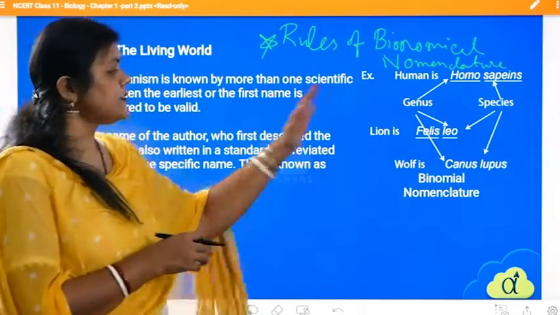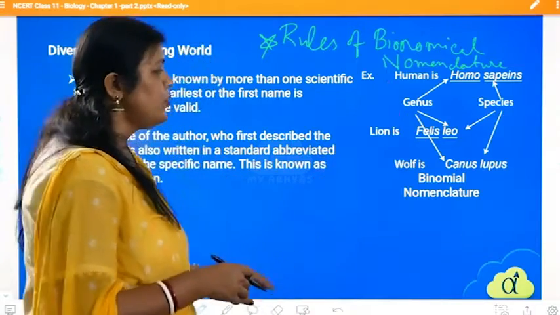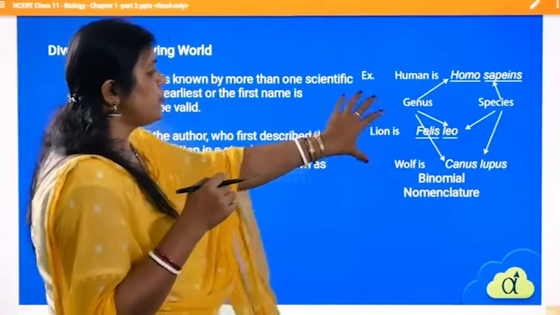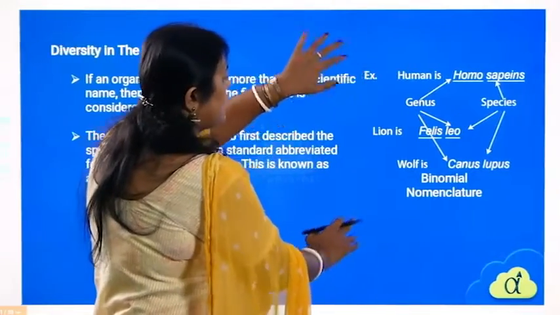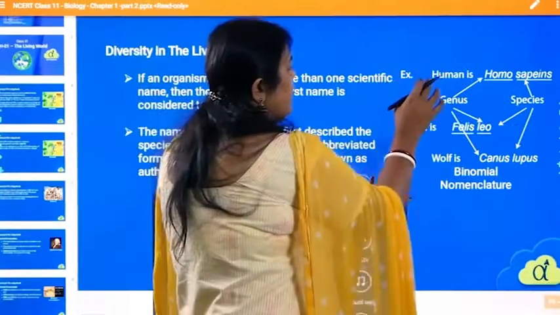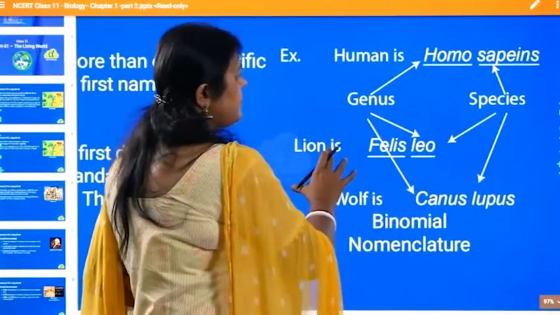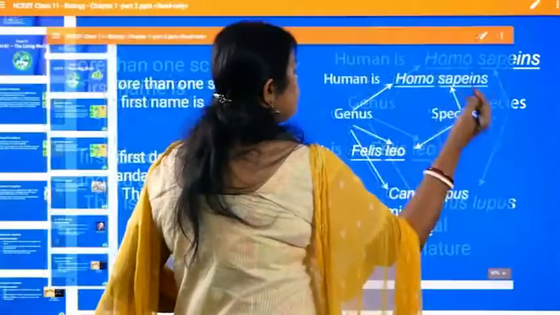Okay, now here are some examples put over here. That is the name of human, which is Homo sapiens. Let me make it big and show it to you. See here, in this slide we have tried to write down some of the names. Now, can you see the name of the human?